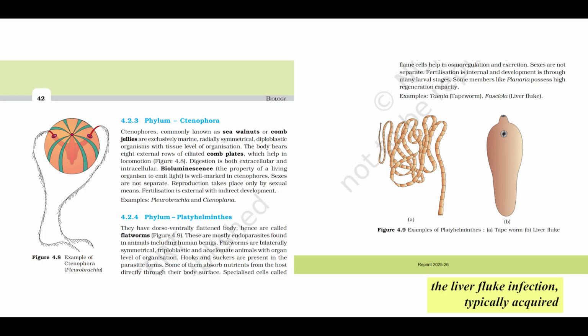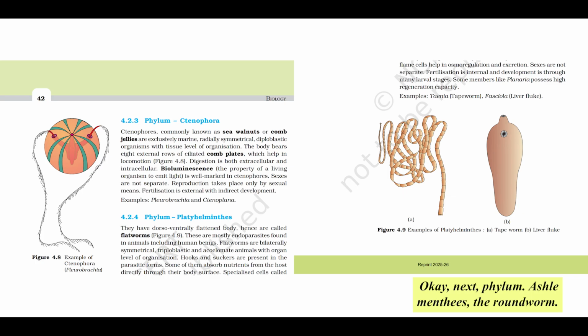Similarly, fascioliasis, the liver fluke infection, typically acquired from eating raw aquatic plants like watercress contaminated with larval stages, causes significant liver damage, inflammation, jaundice, and abdominal pain. Both infections can lead to chronic illness, malnutrition, and reduced productivity. So understanding their biology and life cycles isn't just for scoring marks in NEET. It's crucial for public health awareness, prevention through proper cooking and sanitation, and control strategies. A very important reminder of the real-world relevance.